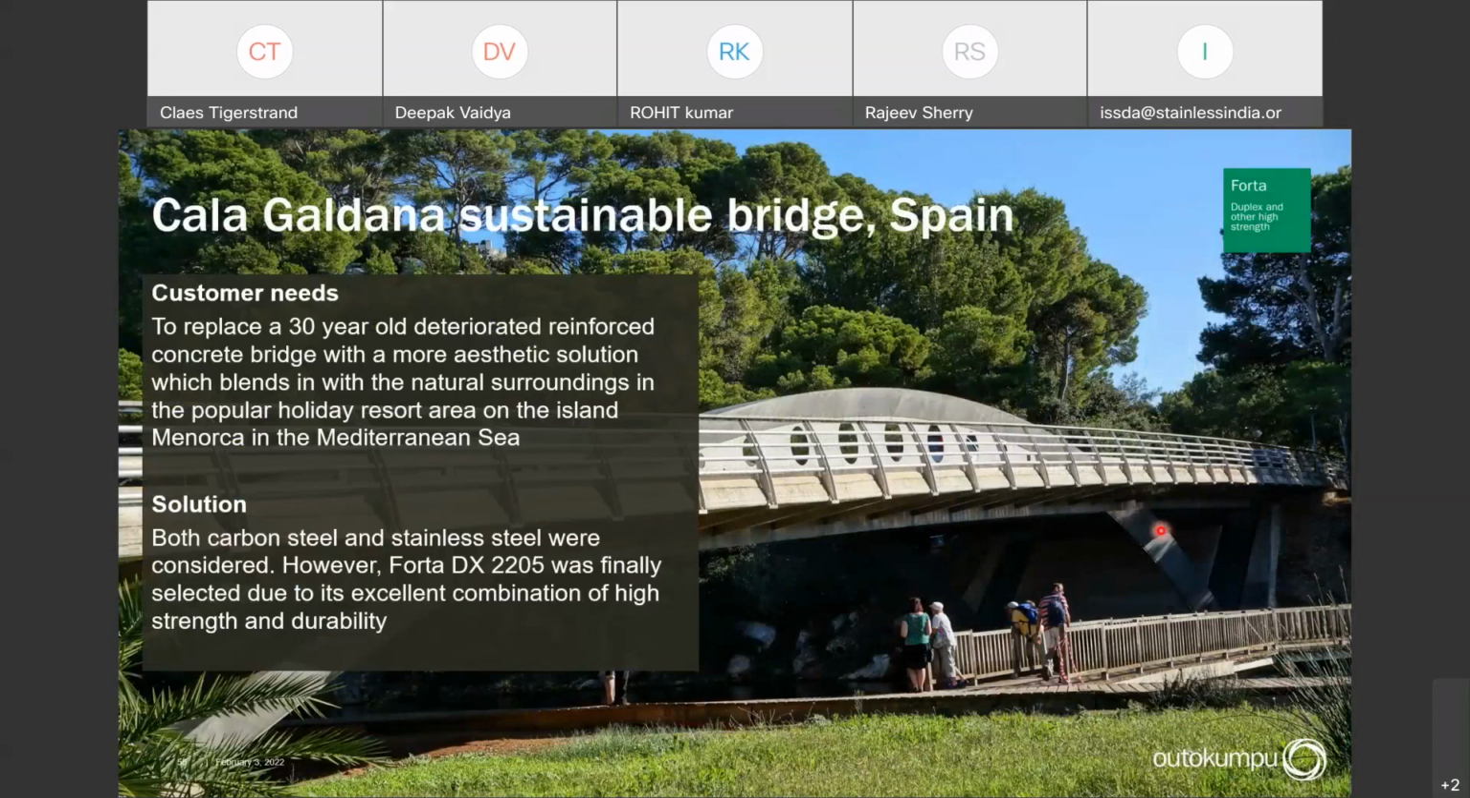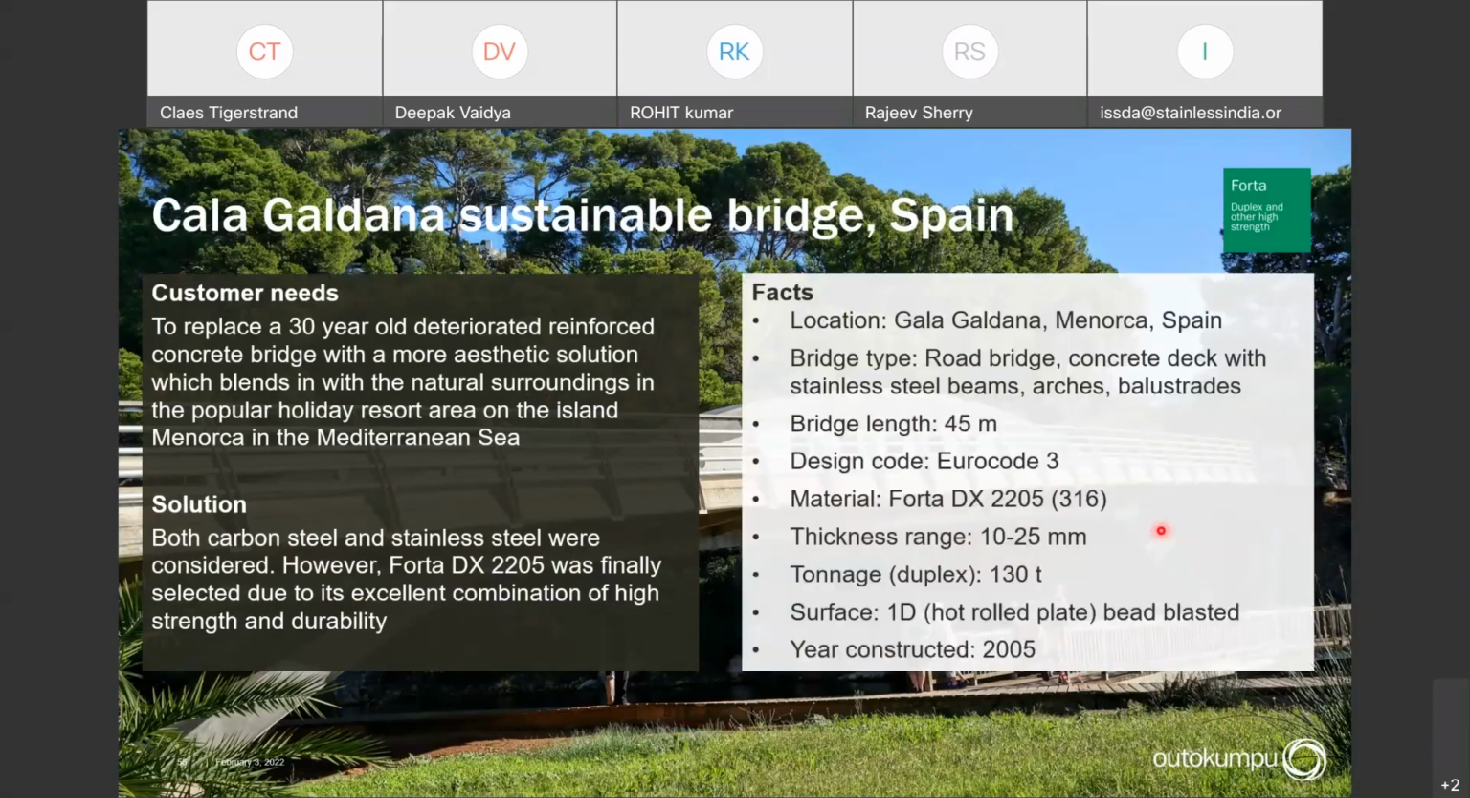This is in a resort area, so they wanted to find a very aesthetic, nice bridge solution. It's very close to the Mediterranean Sea, with a very high level of chlorides, a very corrosive environment. So what they finally decided was to go for a Duplex 2205, which combined good corrosion resistance with high strength. What we have done here is also to look at this bridge after 10 years of use.